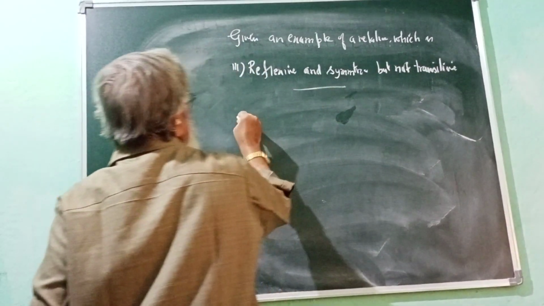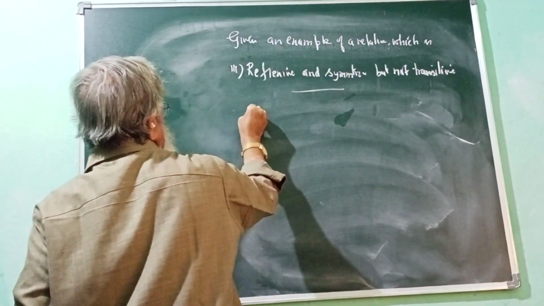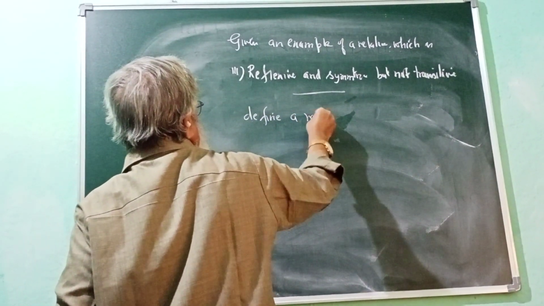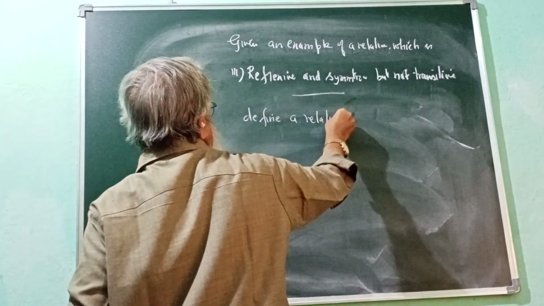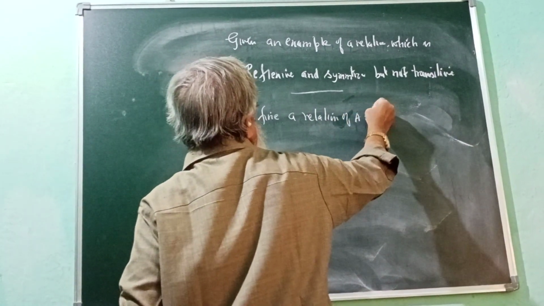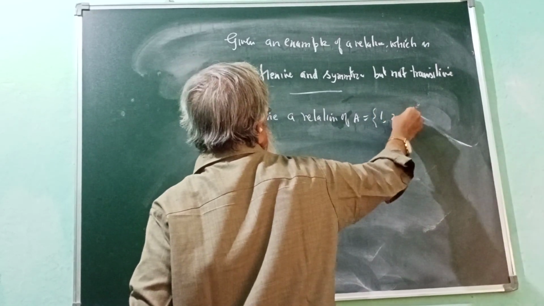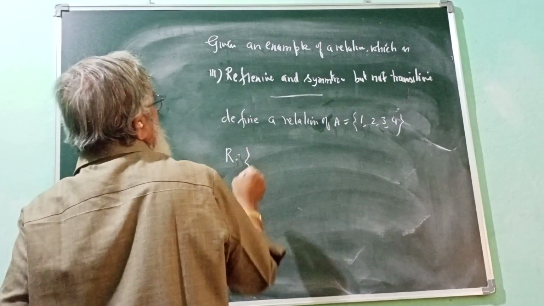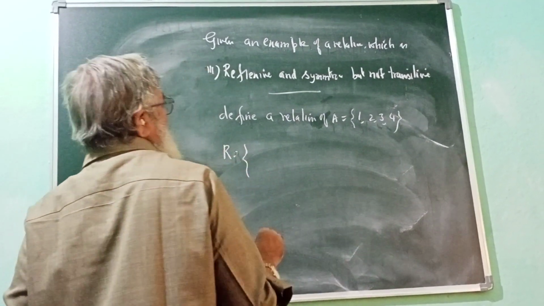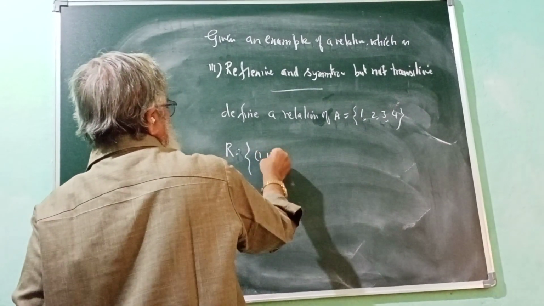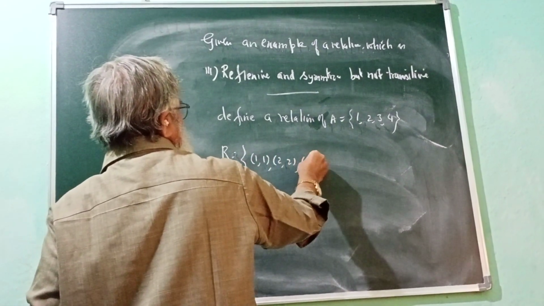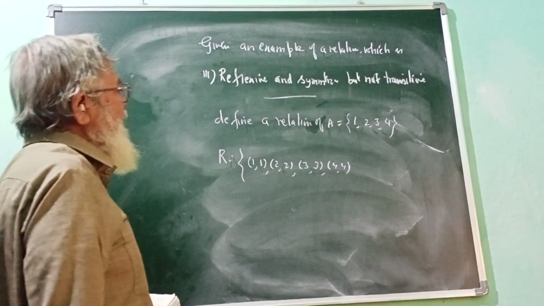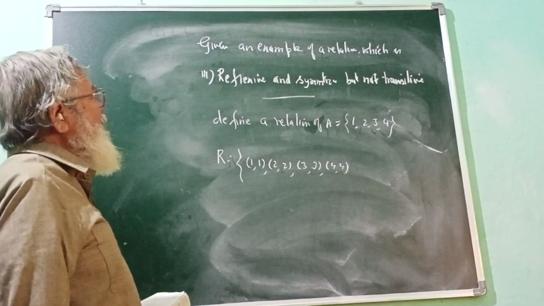So, we define a relation on A. Take a simple example, the simple set {1, 2, 3, 4}. Now we have to define it in such a way that it is reflexive and symmetric. Reflexive means 1 has reflection, 2 has reflection, (3, 3) and (4, 4). You can see every element of A has reflection, therefore it is reflexive.